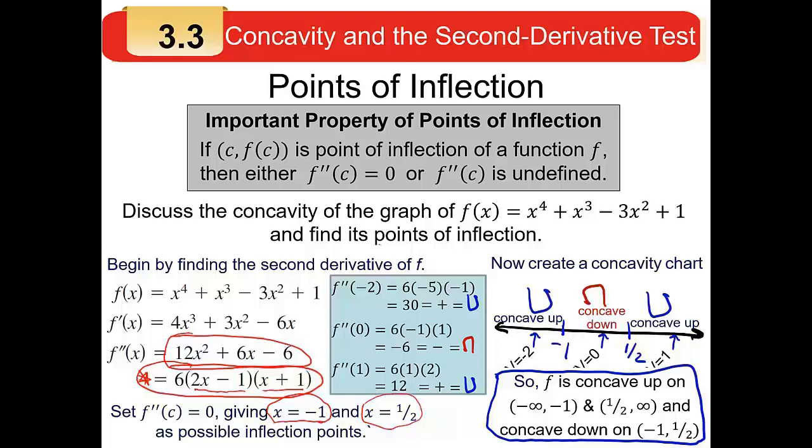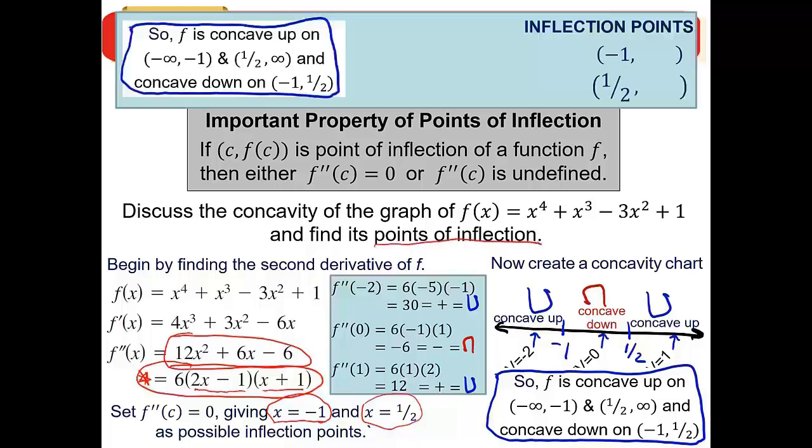It also says now to find the points of inflection. Those are just x, y coordinates. You already know the x coordinates, so you're going to be looking at -1 and +1/2, because those numbers came from setting the second derivative equal to 0. Because it's polynomial, there aren't any places where the second derivative is undefined. So it just comes down to finding y values.